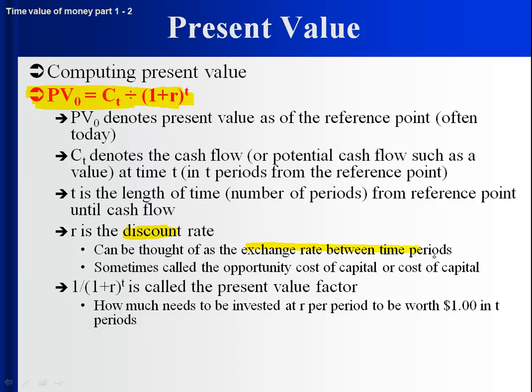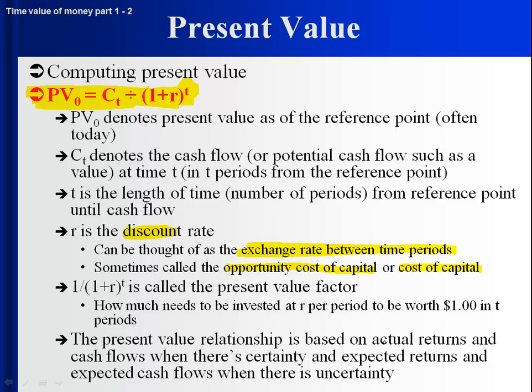You can think of it as an exchange rate between time periods. It helps us equate or find the equivalent values of a cash flow at one period and a cash flow at a period before. Sometimes it's called the cost of capital or the opportunity cost of capital. But we also want to take into account how much time it takes before that cash flow gets paid. And that's why we divide by 1 plus r to the power of t. So the longer it is till we get our cash flow, the more we discount, the more we're dividing by more 1 plus r terms.